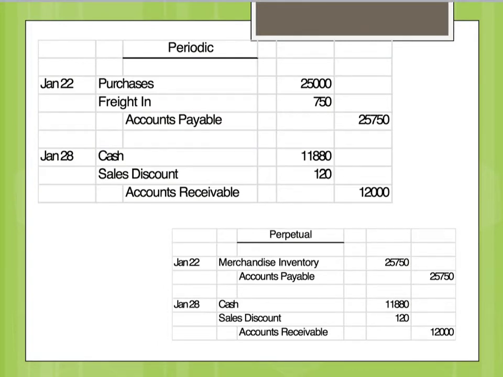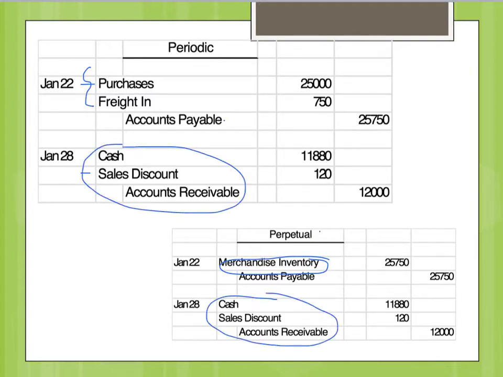Here we're dealing with 2 types of transactions. We have our purchase transaction, and then we have a sales discount payment on a sale. So under the periodic method, when we purchase an item and we pay for freight, we have 2 separate accounts for that, and it goes into our Accounts Payable. Perpetual, you remember, everything just goes into inventory. Now notice that the Cash, Sales Discounts, and Accounts Receivable are the same for both periodic and perpetual.